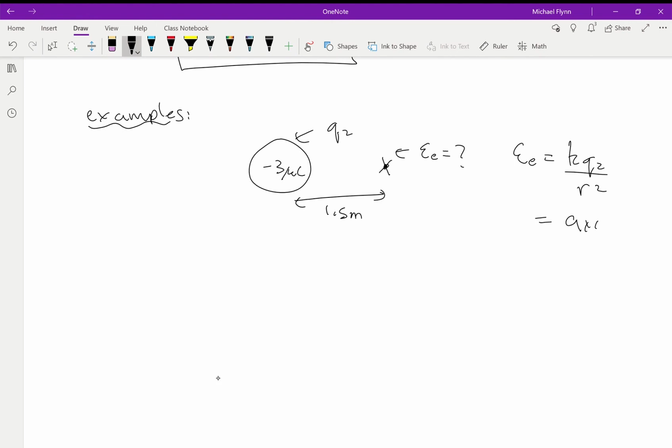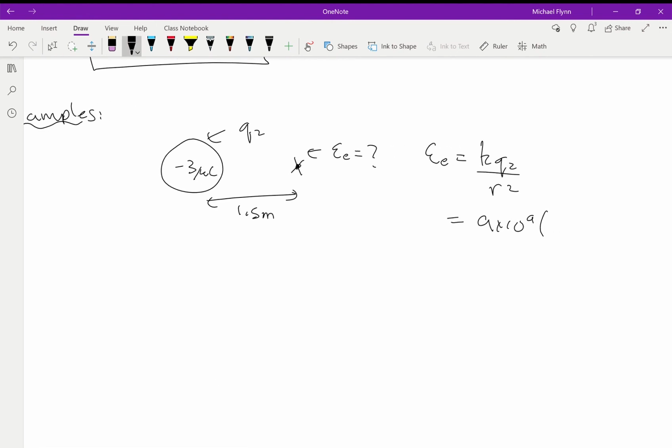So it'll be 9 times 10 to the 9, times 3 microcoulombs. Remember, never put the sign in. Don't put a negative. Just put 3 times 10 to the negative 6. And then you're going to divide that by R, so it's going to be 1.5 squared. Piece of cake, right?